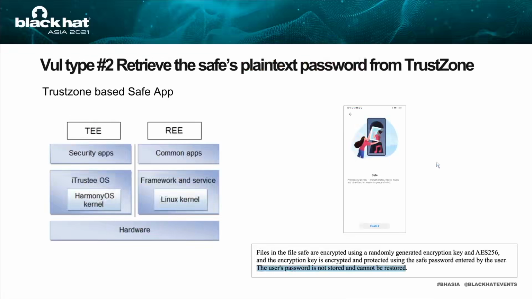Next, vulnerability type 2: retrieve the safe's plaintext password from the trust zone. In our research, we found that some vendors use the trust zone to protect the files. We are happy to see this because the trust zone is capable of protecting our privacy very safely. If the vendors store the key and the data in the trust zone rightly, the hardware architecture will guarantee their safety. In the introduction of the Safe app, it says that the password is not stored and can't be restored.